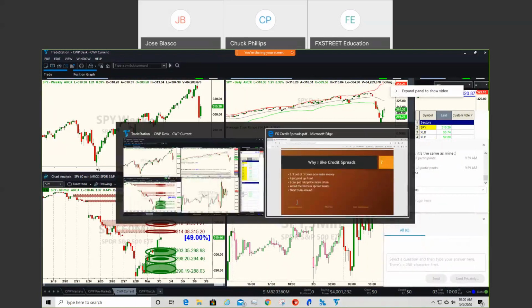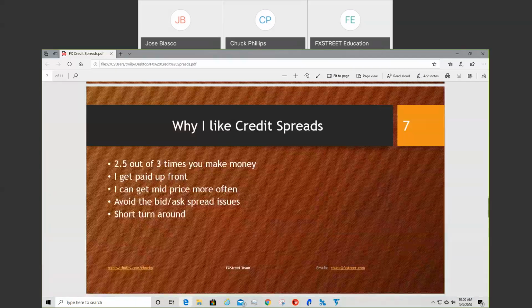All right. So anyway, why I like them, I get paid up front. On a larger account, this is nice because that money is immediately available for you to use. So you can use it to open up a different credit spread or to do whatever you want with it, right? They do hold slightly margin, but you still get paid and you get to use it.